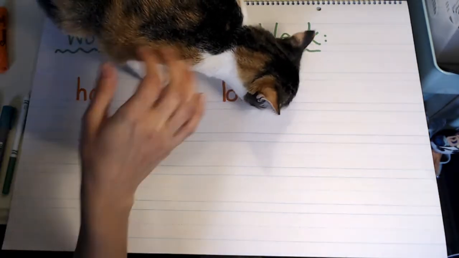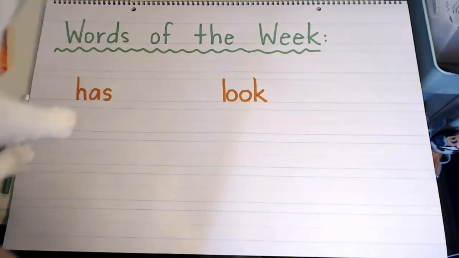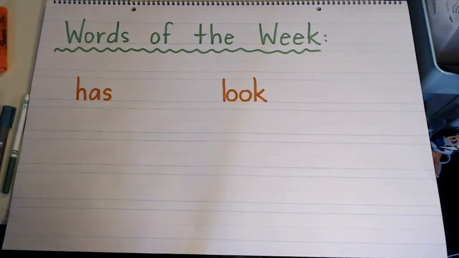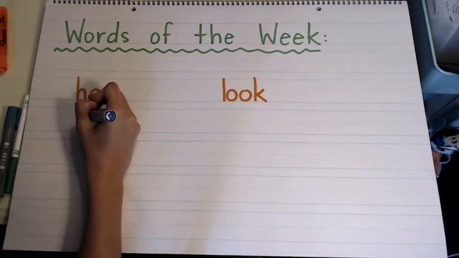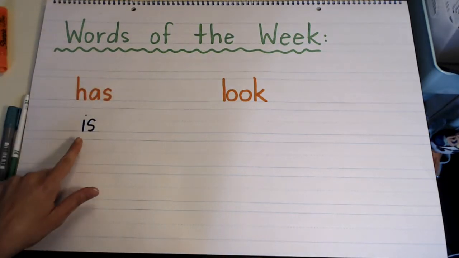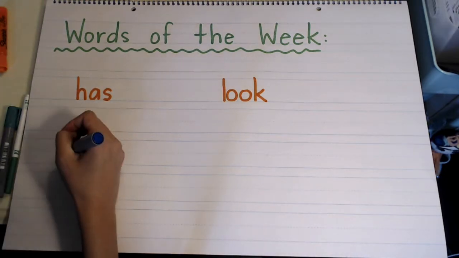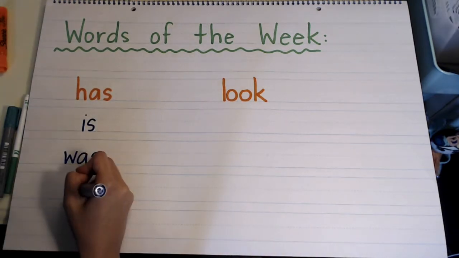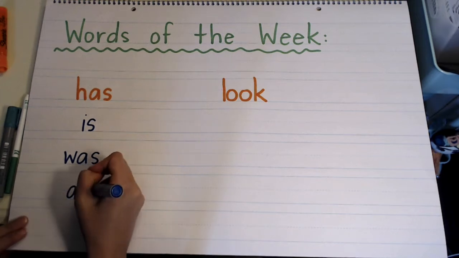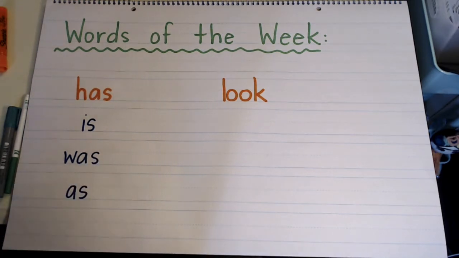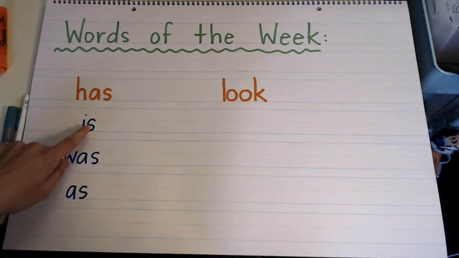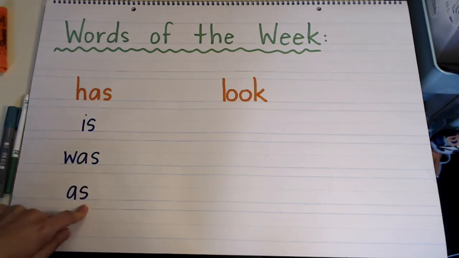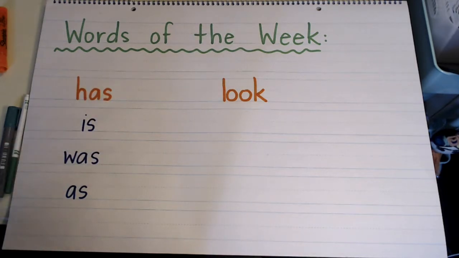Mowgli's going to join us. Some other words that end with an S that sounds more like a Z are, I'm going to write them down here, is. Also ends with an S, but it kind of sounds like a Z. So is. Was also does the same thing. Was. And as. Like the boy was as quick as a bunny. Is, was, as, all end in the letter S, but it sounds more like a Z. Also has, right? Our word of the week.